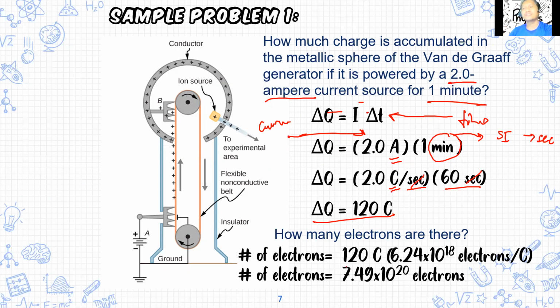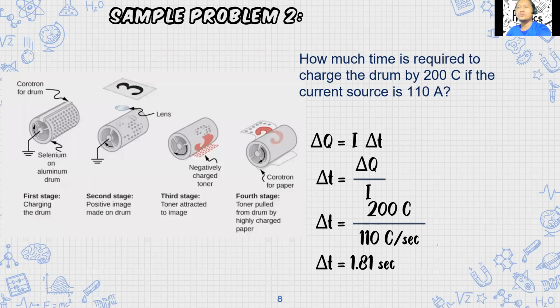So it's like this. You compute how many coulombs, and per coulomb of charge there are 6.24 billion billion electrons, that is 6.24 times 10 to the 18. So billion, so many, right? So this is the answer: 7.49 times 10 to the 20 electrons. Let us go to the next problem.